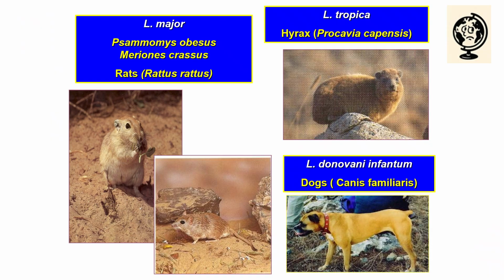Leishmania parasites maintain their life cycle in animal reservoirs, which play a crucial role in sustaining transmission. Dogs are the primary reservoir for visceral leishmaniasis, while rodents often harbor cutaneous species. Identifying and managing these reservoirs is essential for controlling outbreaks and reducing human infection risk.